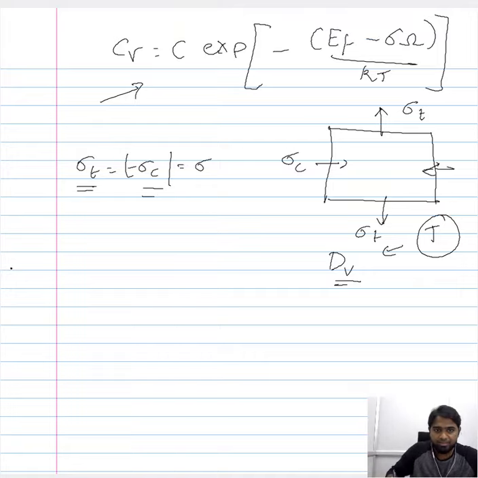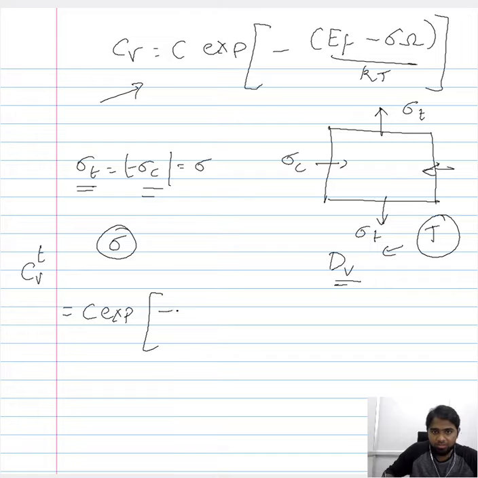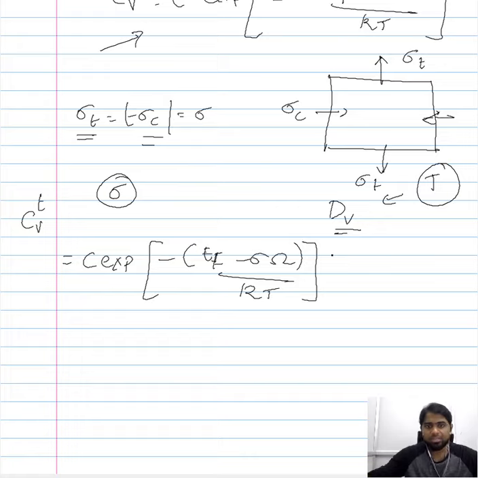So let us begin by writing an expression for the number of vacancies produced by the tensile load. The stress which is operating is sigma. So it will look similar to this: C exponential of minus EF minus sigma omega, divided by kappa T. So this is the expression for the number of vacancies produced by the tensile load.